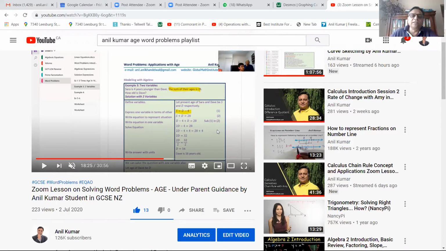The second equation, there are two sentences, right? The very first sentence is Sarah is 4 years younger than Dave. So you got it as S plus 4 equals D. That is correct. You could also write this as S equals D minus 4. Both are correct. The second sentence is the sum of their ages is 28. That gives us the second equation, S plus D is 28. Correct?